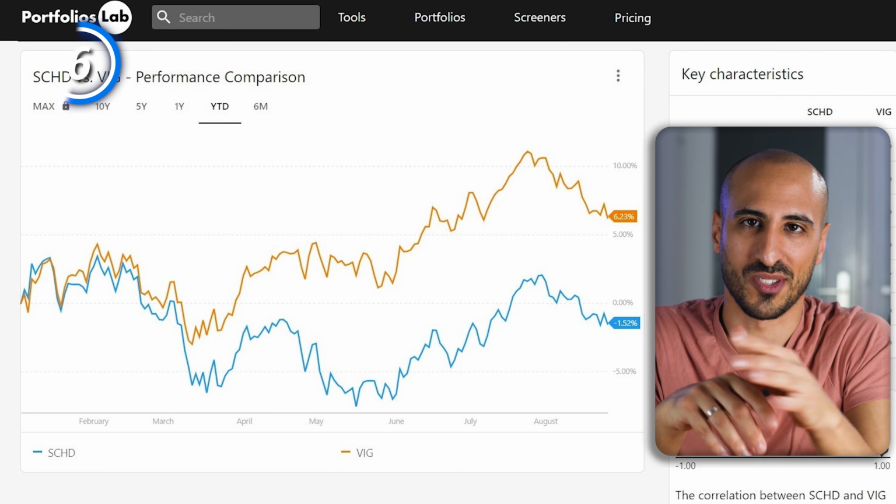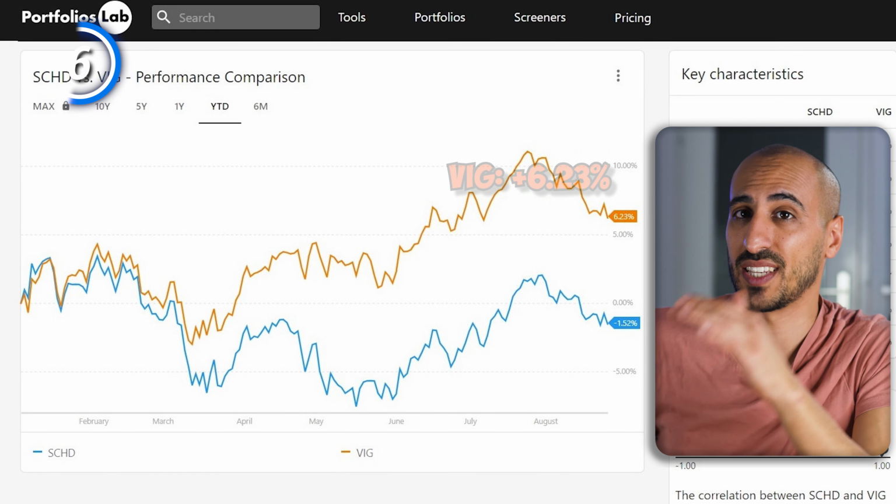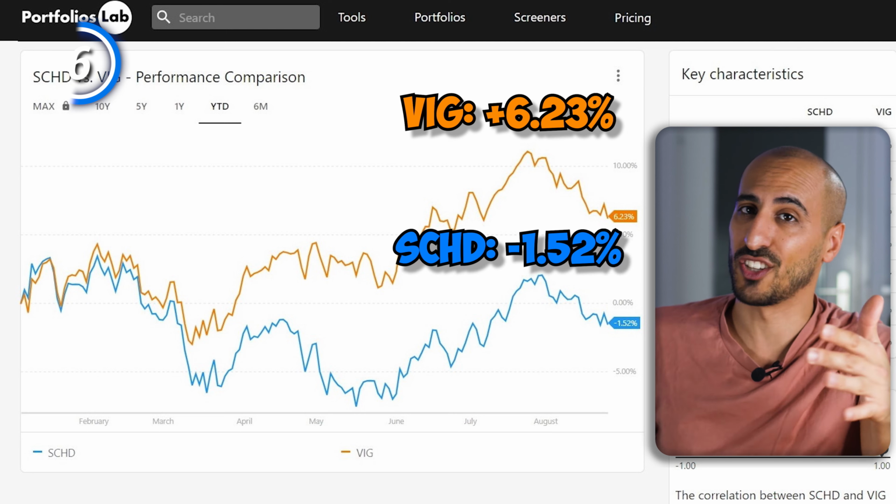VIG. So SCHD could be a better long-term hold, but still, as you've seen in the past 2 years, market conditions can change quickly. Even though in the long term SCHD performs slightly better, had you just started investing in SCHD this year, you may be frustrated, if not pissed off. Because year to date, VIG delivered 6.23% and SCHD is down 1.52%.